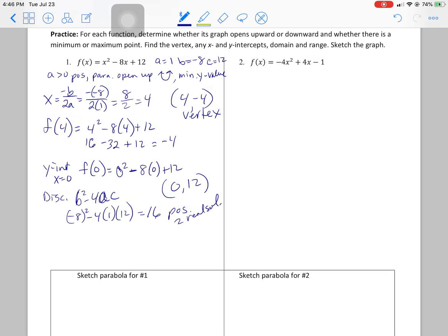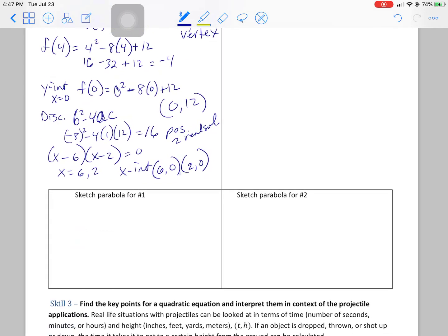Is it going to factor? It does factor. Positive 12. Yep. Okay. So x is going to equal 6 and 2. So that means my x-intercepts are 6 and 2. All right, what does that look like?